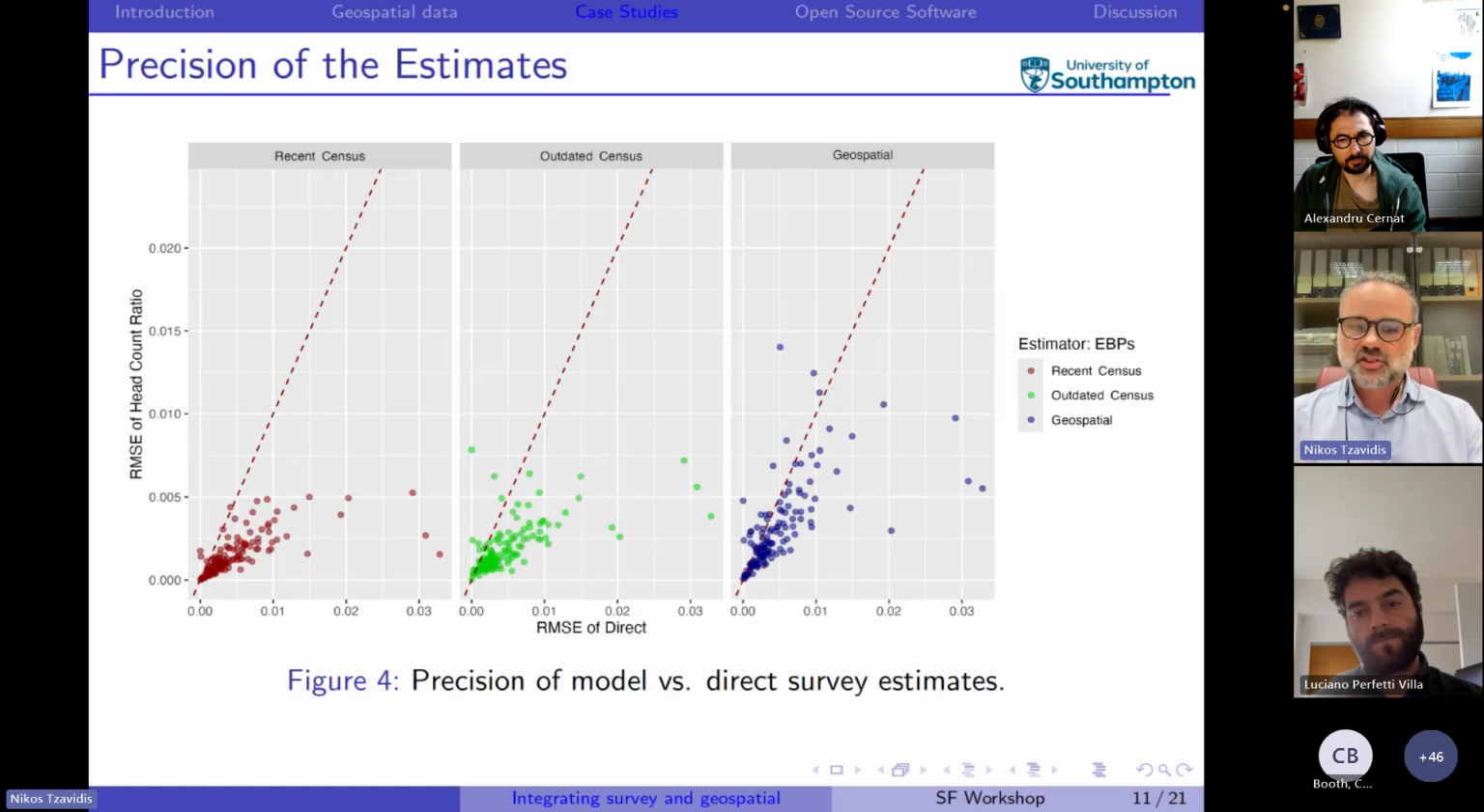But of course, the precision compared to using census data has been reduced, and that's understandable because we are not directly observing household characteristics with our covariates, but we're observing only proxies for household characteristics. So we pay a price in precision, but our precision is still better than using directly the survey estimates from the survey. So that's one case study.